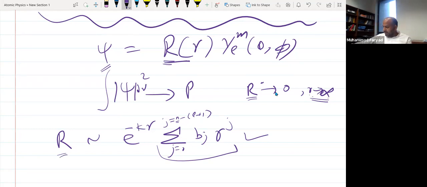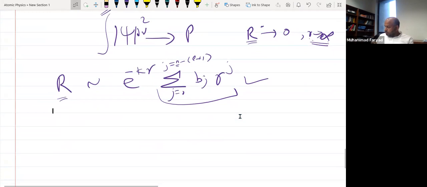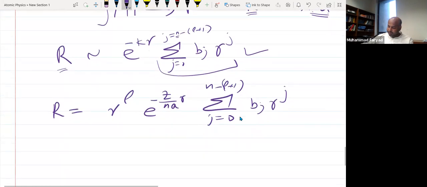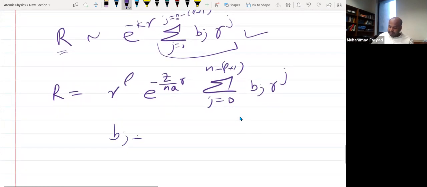And more precisely, the solution then is like this: r^L times exponential of minus Z over n a₀ into r, times the sum from j=0 to n minus L plus 1 of b_j r^j, where these coefficients are found to be related to each other through this recursion relation.